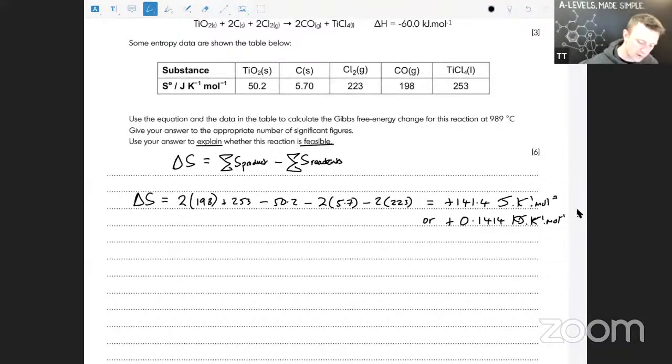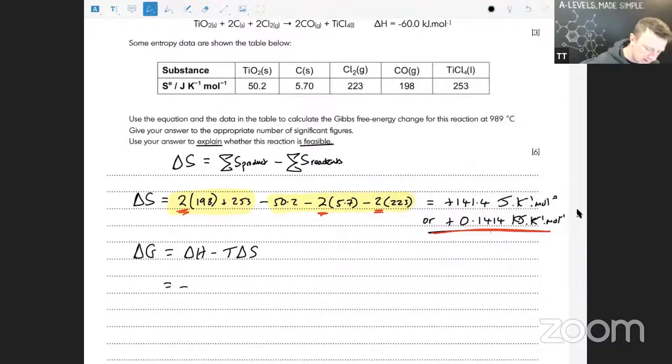So this, for me, is delta S, okay? Using the sum of the products, minus the sum of the reactants, and you do have to take into account the numbers of moles of each that you have. So I've got two carbon monoxides, two carbons, and two chlorines in there. I always tend to put everything in kilojoules, just because that's the way I do it. Once we've got that delta S, we've got everything else we need. So I would always state delta G equals delta H minus T delta S. Delta H is minus 60.